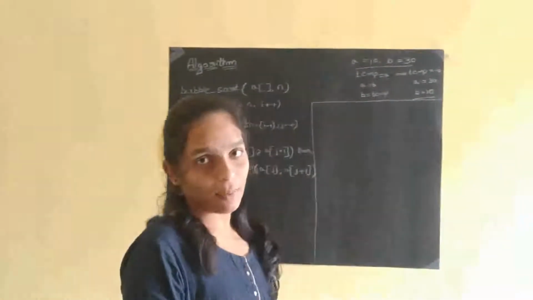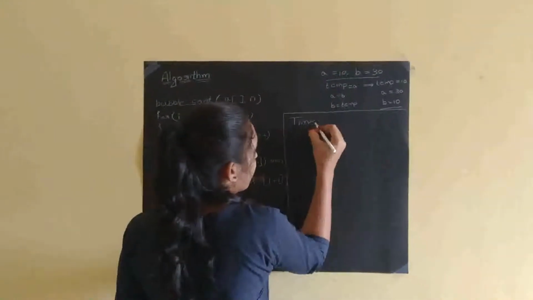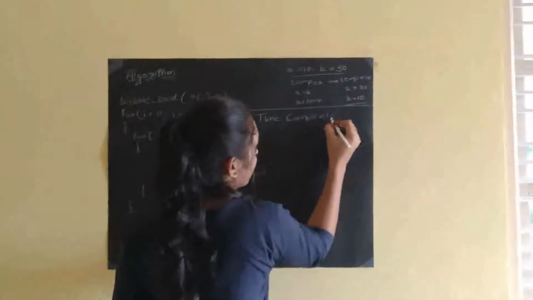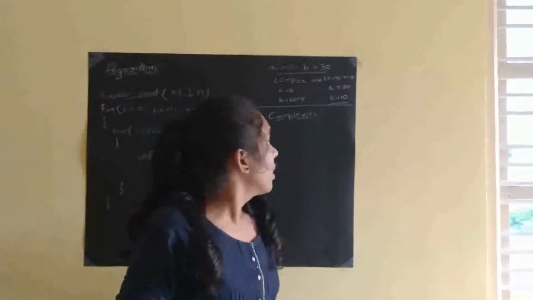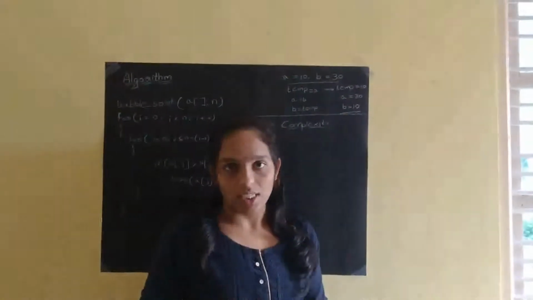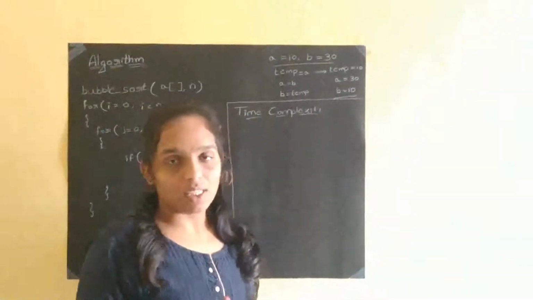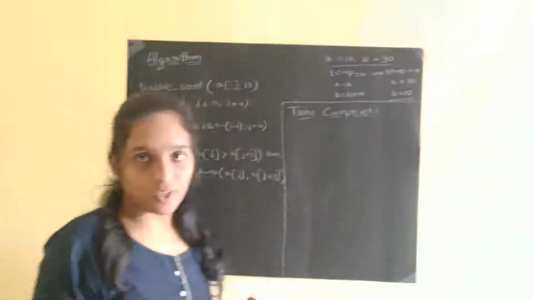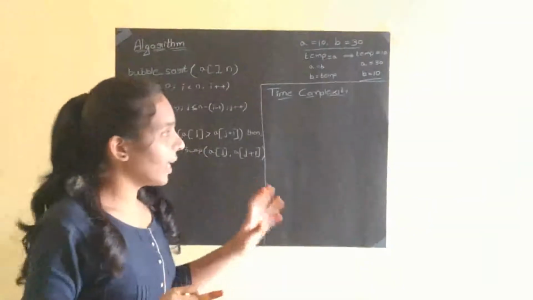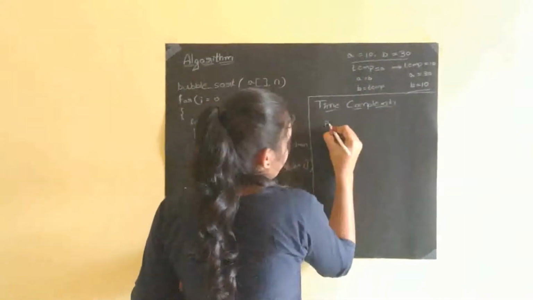Now we will see the time complexity for bubble sort. Every algorithm requires some amount of computer time to execute its instructions to perform the task. This computer time required is known as time complexity. In the simple way, we can say that time complexity is the total time required by an algorithm to complete its execution.